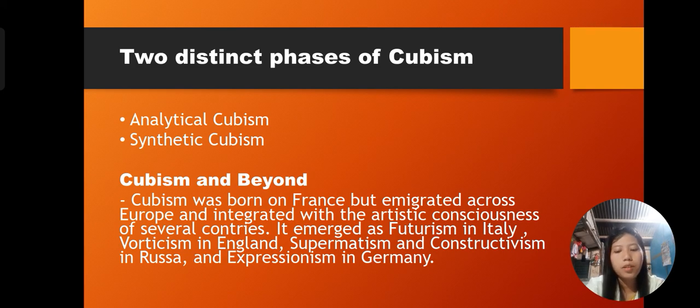Next is Cubism and beyond. Cubism was born in France but migrated across Europe and integrated with the artistic consciousness of several countries. It emerged as Futurism in Italy, Vorticism in England, Suprematism and Constructivism in Russia, and Expressionism in Germany. It comprises Cubist-influenced works on paper, sculpture, and paintings from a wide range of European, Israeli, Australian, and British artists.